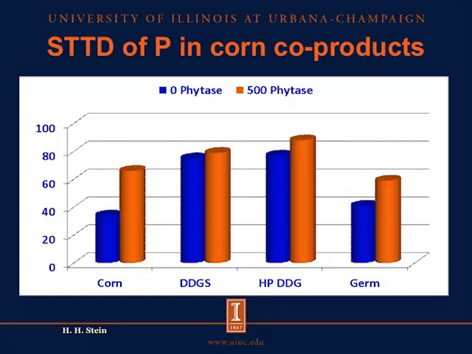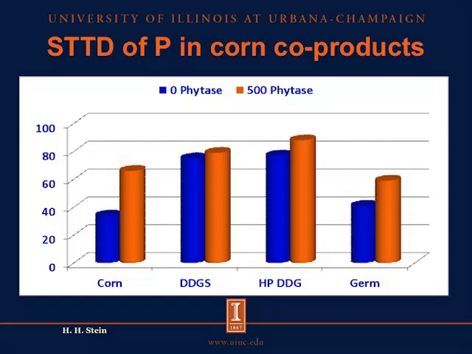And we believe that the reason for this increased digestibility is that DDGS and high protein DDG are products that have been soaked and steeped and gone through a fermentation process, and therefore some of the phytate molecules have been broken, and therefore more phosphorus is available for absorption. However, if we add microbial phytase to corn or corn germ, we can increase the digestibility quite dramatically and get up to almost 60% digestibility of phosphorus.